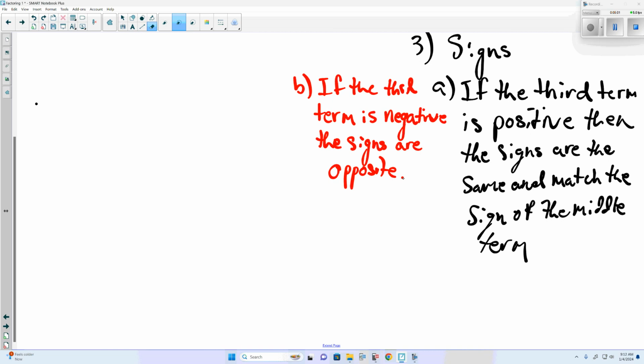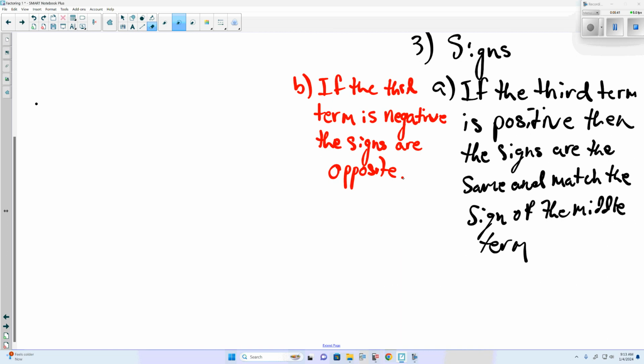So we're talking about signs. The only time we really look at the sign of the middle term is if the third term is positive. If the third term is positive, the signs will be the same and match the sign of the middle term. If the third term is negative, the signs are automatically opposite. And luckily, out of all the problems today, this one's going to take the longest, mainly because we're writing these steps down, not so much in actually doing the problem. We ready to move on to actually applying step number 3?